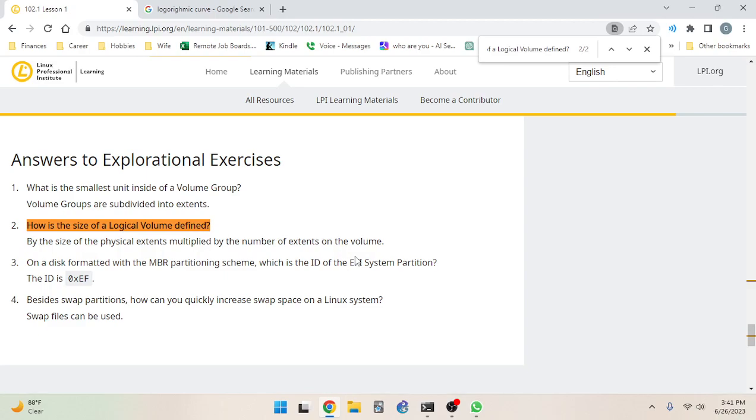So let's say you have 3 physical extents, size 1, 2, and 3, and then you have the first physical extent. You have 2 times, so it would be 1 times 2. So it would be 2 plus 2 plus 3. So it would be 7. I think that's how it works.